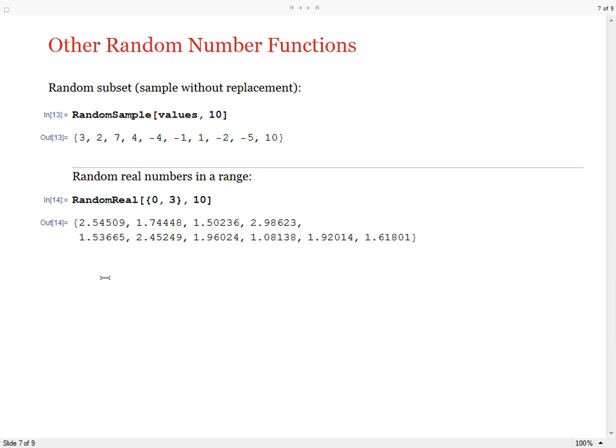There are several other built-in functions for generating random numbers. RandomSample gives a random subset of a list, as though you're drawing items from a bag of values without replacing them after each draw. RandomReal, or another function RandomComplex, can be used to generate random real or complex numbers in a given range, in a similar way to RandomInteger.